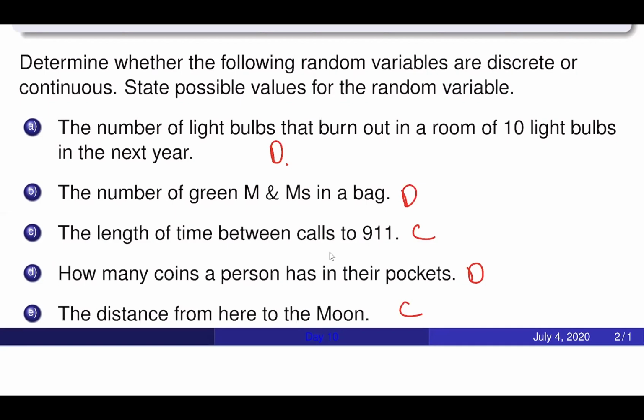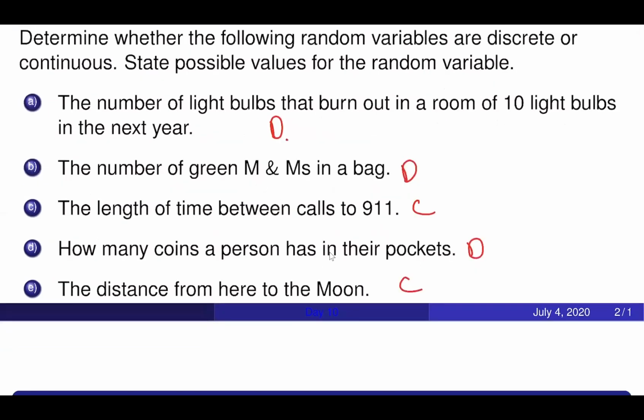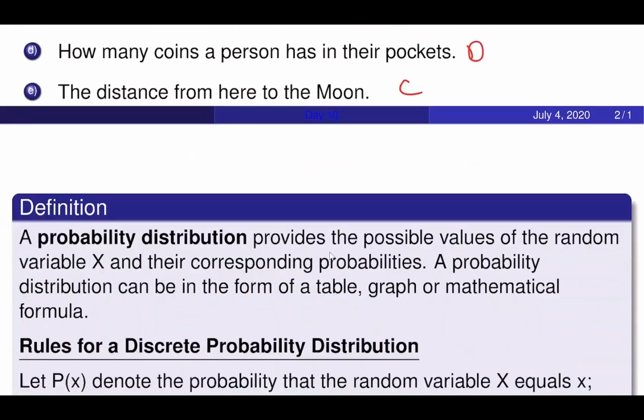All right, so those are your examples for discrete and continuous. Any questions in regard to that? Why is the moon one continuous? What was that again? Oh, never mind. No, never mind. All right. So let's scroll on down.